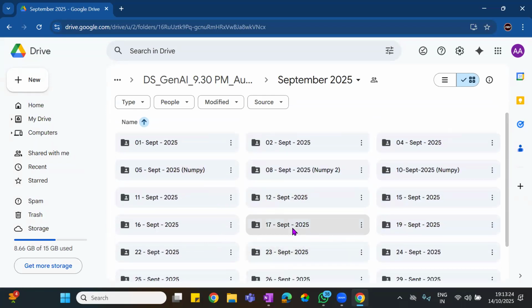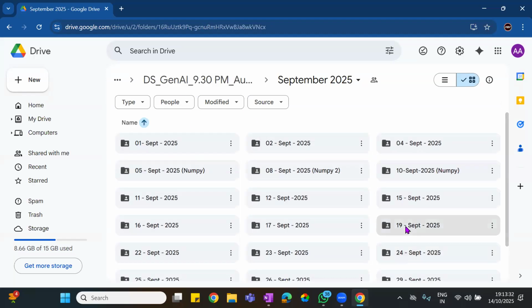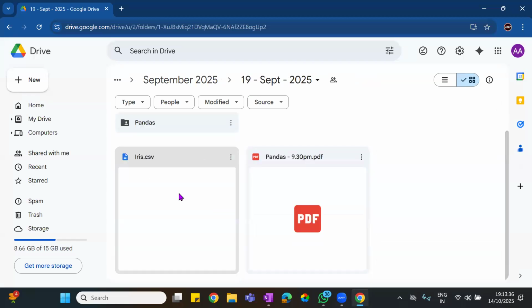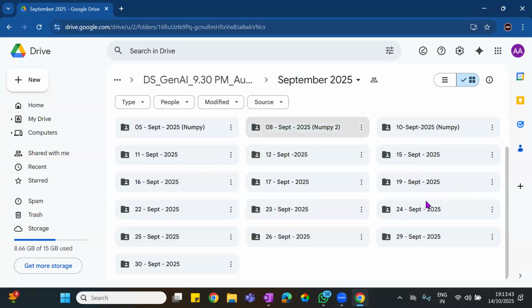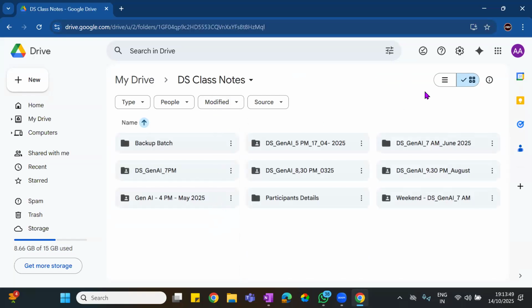You will have the code as well, this is the pandas code. And this is again pandas with the data set, the notes as well as the code and everything. On a daily basis, you will be getting it like this. And this is very much downloadable. You can download it and use it.